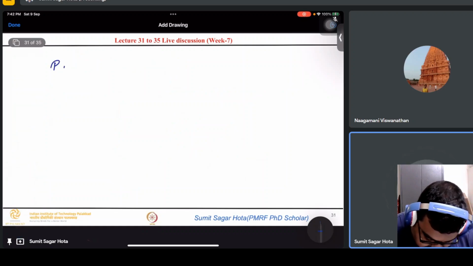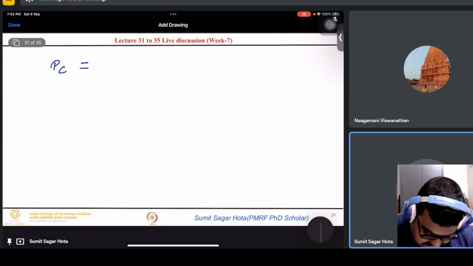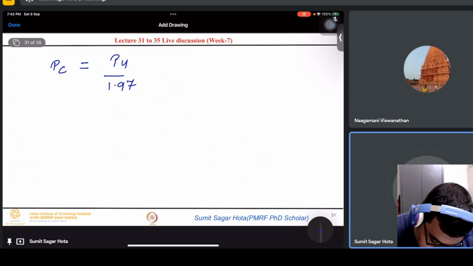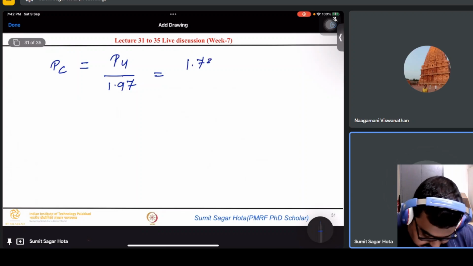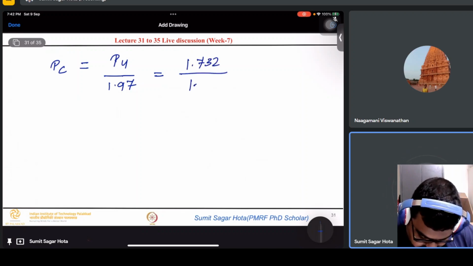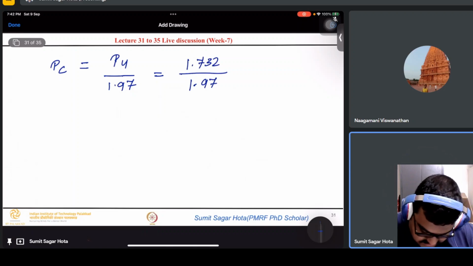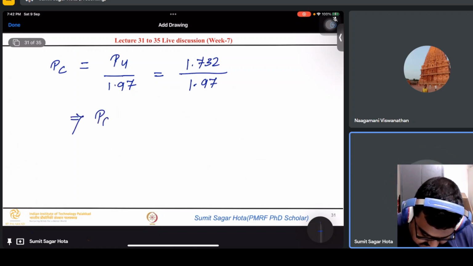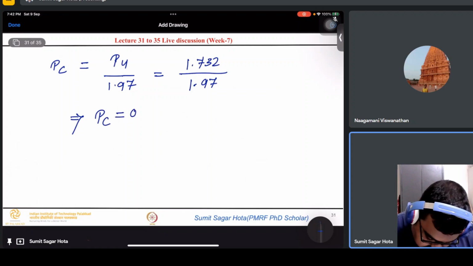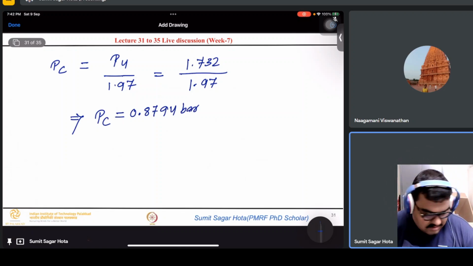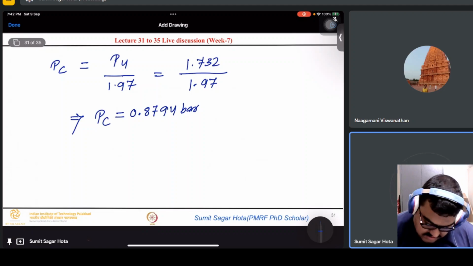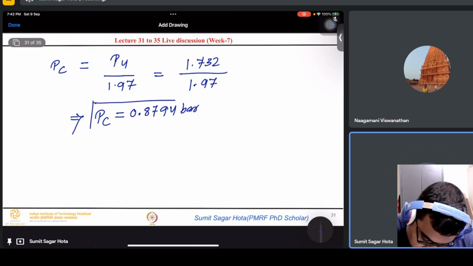Now what do you do? PC, you find out the critical pressure. What is critical pressure? P4 divided by 1.97, just rearrange. If you rearrange, this P4 you know is 1.732, and this is your 1.97. Then what is your PC? PC is equal to 0.8794 bar. Correct, so this is your critical pressure.